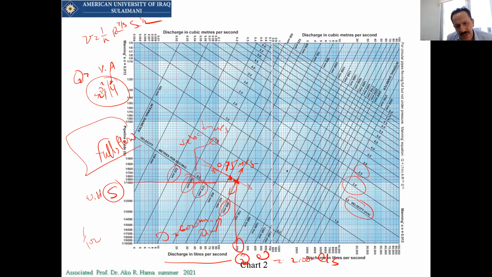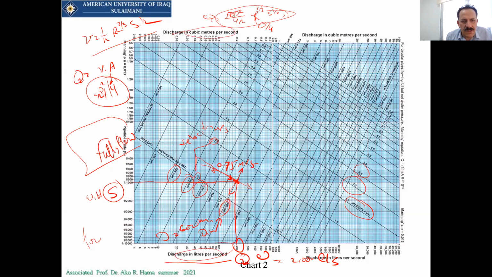So this looks like what we have in the Hazen-Williams nomograph, and it's for Manning. So Q is equal to A, or pi D squared over 4, times 1 over n, R to the 2/3, S to the 1/2. And because it's full flow, R is equal to D over 4, so you can find this is the equation. And remember the flow here is in liters per second, and here it's in cubic meters.